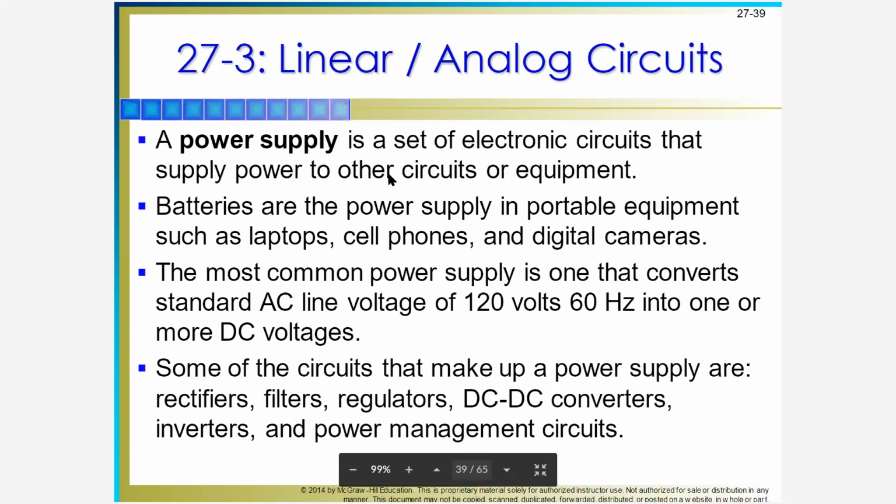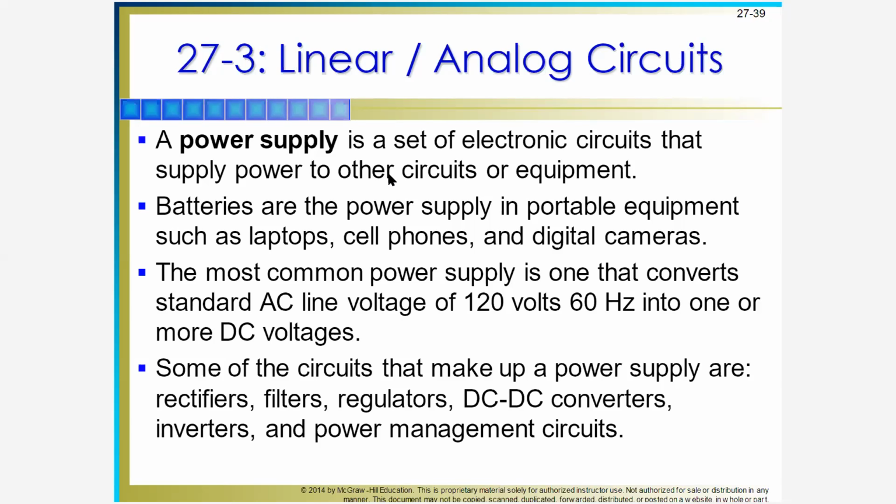Okay, for example, batteries. What's the form of batteries? For example, 2 volts or 1.5, then in series it will become 3 volts. It means it can be used in a laptop, cell phones, digital cameras. That is the power supply. Then the most common power supply is what? It converts a standard AC line voltage of 120 volts, 60 hertz, into one or more DC voltages. Okay, that is the power supply.